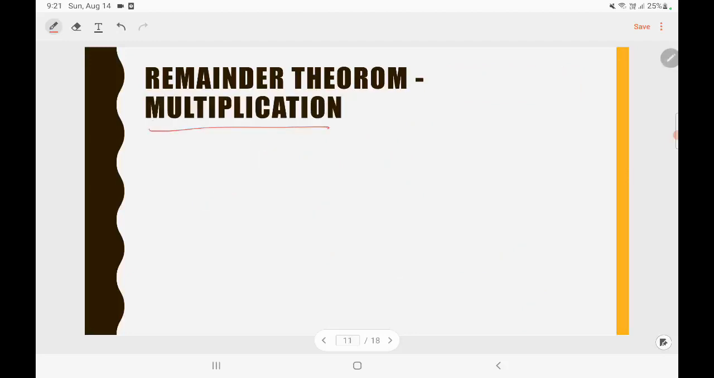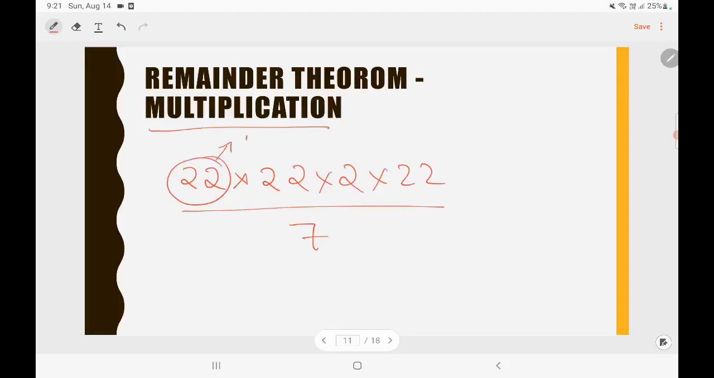So similarly to summation, you can take the remainders separately and then multiply them. For example, let's say 22 into 22 into 2 into 22 into 22 divided by 7. So you need to find the remainder. When 22 is divided by 7, remainder is 1. Again 22 divided by 7, remainder is 1. 2 divided by 7, remainder is 2. Then 22 divided by 7, remainder is 1. So you will get 1 into 1 into 2 into 1, which is equal to 2.